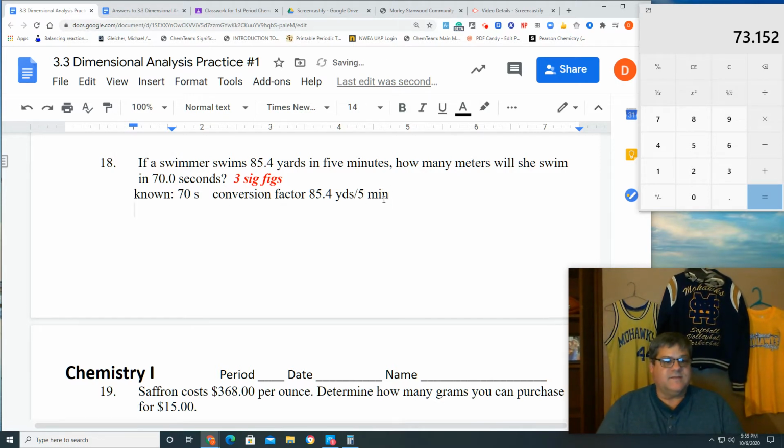Okay. What is unknown? The unknown is distance, how far she swam. So we're going to look for the distance. That means that we're going to be in meters.